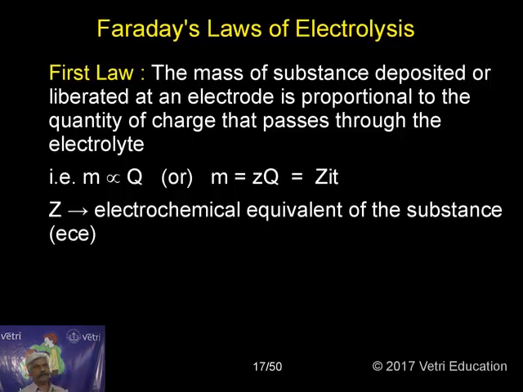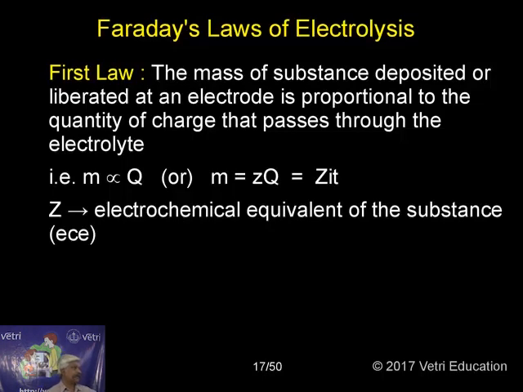We know I is equal to Q by T, or Q is equal to I into T. Therefore, M is equal to ZIT. What is Z? Z is a constant known as the electrochemical equivalent of the substance, ECE. ECE depends upon the solution itself. That will be given in the problem. We need not bother about it. Therefore, the mass of copper deposited is always equal to ZIT.